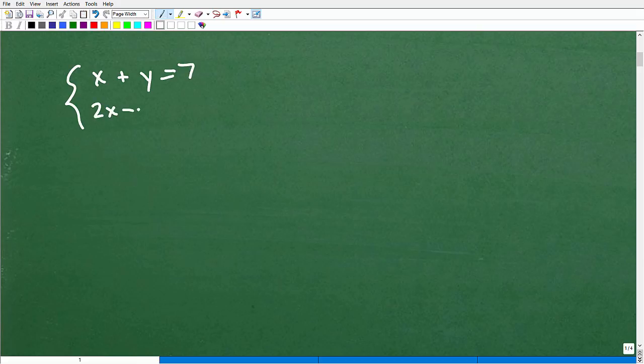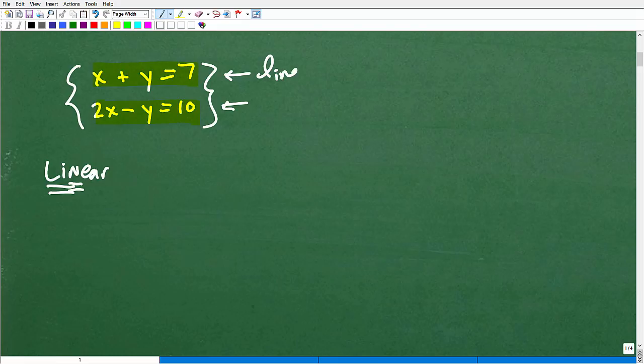Or let's say I have 2x minus y equals 10. Now if you look at these here, I'm using the word linear system. Look at the root word in linear, it's line. So really what we're talking about is two lines.